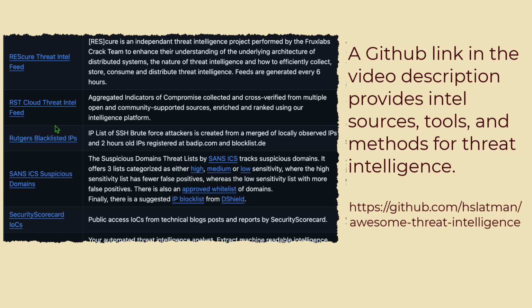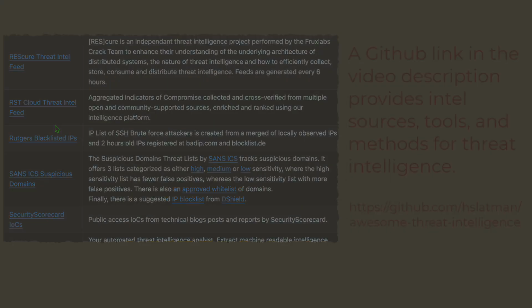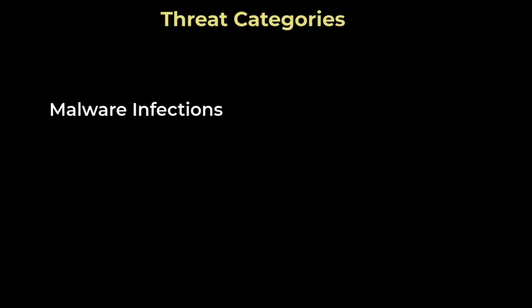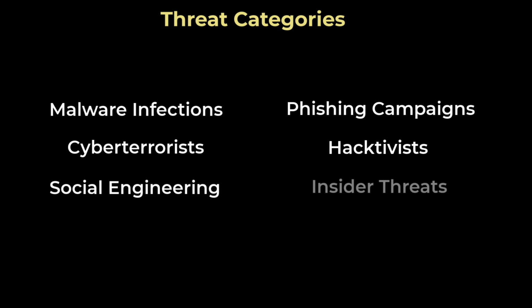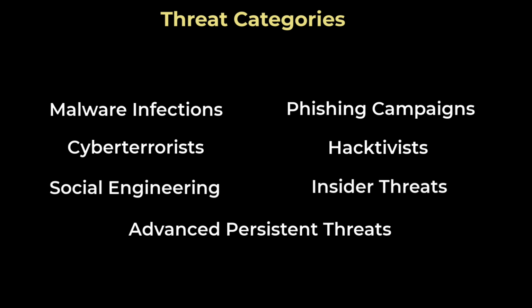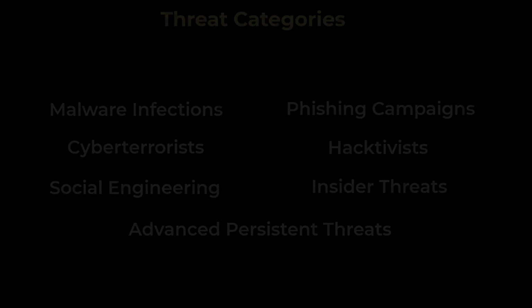By examining these sources together, the organization develops a nuanced understanding of the threat vectors most relevant to its environment, including common threat categories such as malware infections, phishing campaigns, cyber terrorists, hacktivists, social engineering, insider threats, advanced persistent threats, APTs. The TTPs associated with specific known or emerging threats include the attack vectors, the pathways threat actors use to reach or achieve their objectives by leveraging vulnerabilities, weaknesses in humans, processes, or technologies.